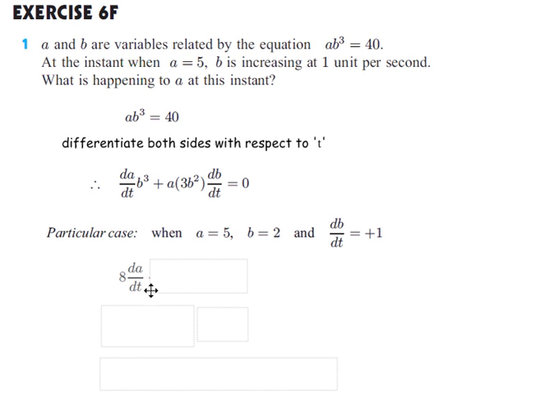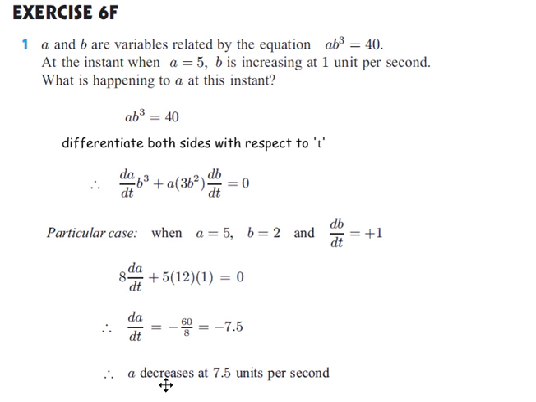Right, and now we substitute those values into our equation here. So da/dt we don't know, but b cubed we know is equal to 2 cubed, 8, and a times 3b squared, etc. We make our substitutions. We can then rearrange to get da/dt, simplify that, and always finish off in words. If you've got a negative rate, then that means that we have a decreasing rate. So a is decreasing at 7.5 units per second.